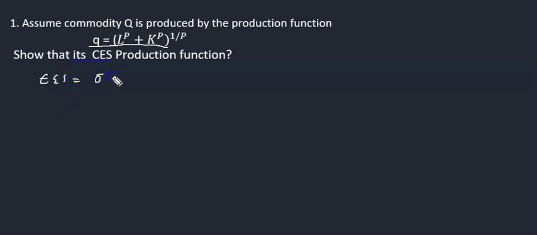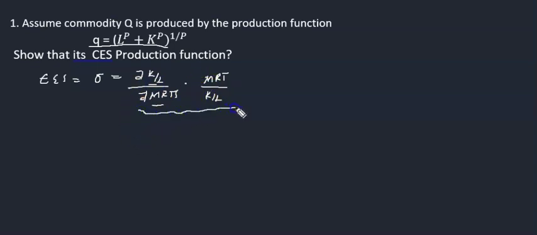Well, it is just to write the formula, which is given by the differential of K over L over the differential of MRTS, multiplied by MRTS over K over L. But this formula confuses a lot of people. So in this video, I want to show you a very simple trick to change this formula to something that we are very familiar with.